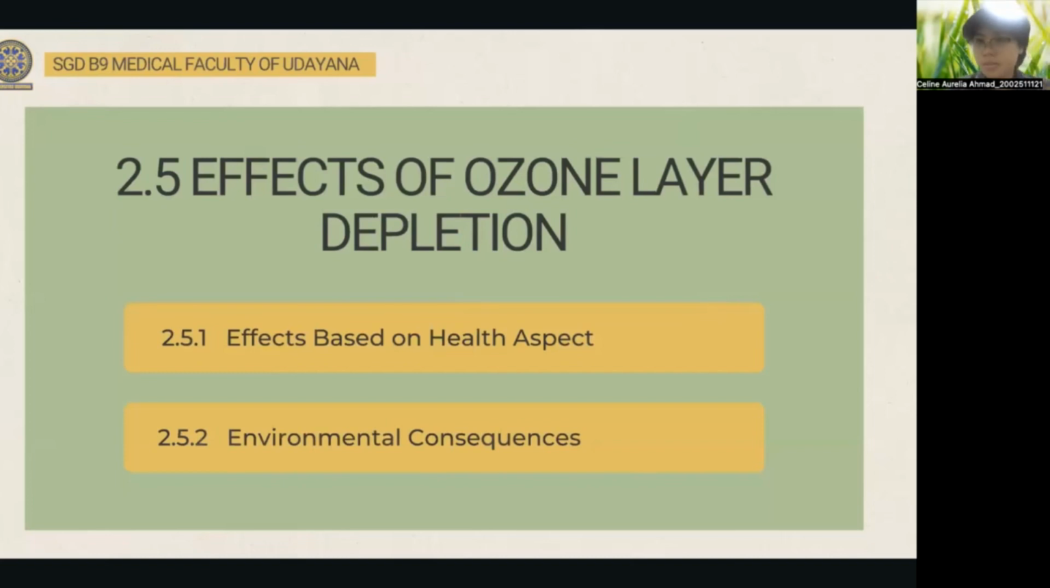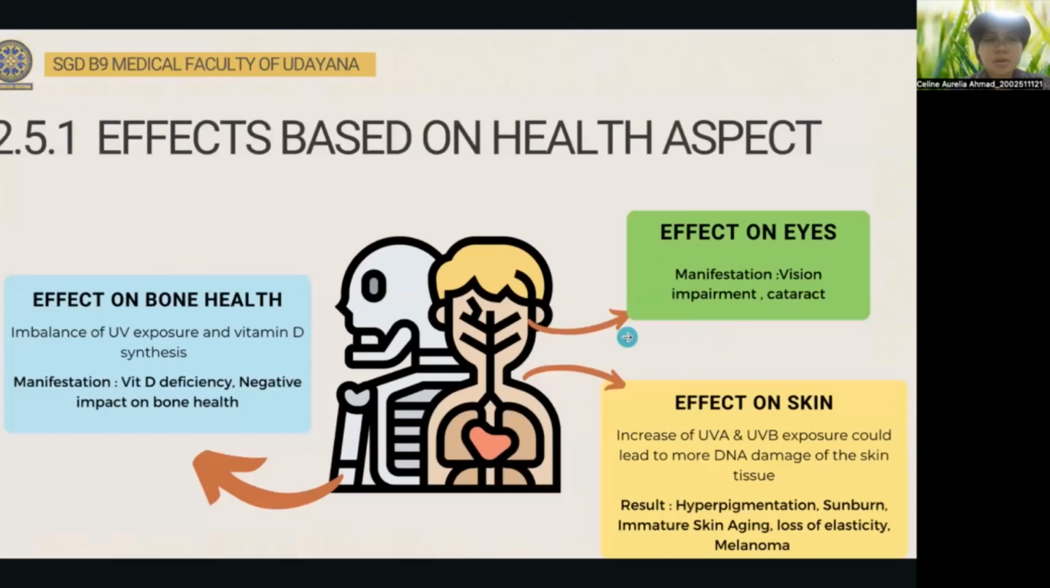Alright, so for this effect based on health aspect, ozone layer depletion has many significant health effects, mainly due to increased UV radiation towards the skin. So the main consequences will be on the skin. It can cause hyperpigmentation in the skin and lead to sunburn, which can lead to skin cancer. It also accelerates skin aging, resulting in wrinkles and age spots. Moreover, it disrupts the balance of vitamin D synthesis, causing a negative impact on bone health.